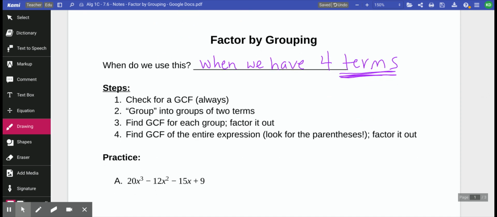So here are our steps. Step 1, always check for GCF. If there's a GCF there, that's going to make your life easier to factor it out first. Then this is called grouping. We're going to group into groups of 2 terms. We're going to find the GCF for each group, factor those out. Find the GCF for the entire expression. We're going to look at the parentheses when we do that and factor it out. And that's it. All we're doing is GCF factoring, but we're doing it in groups, which is why this is called grouping.